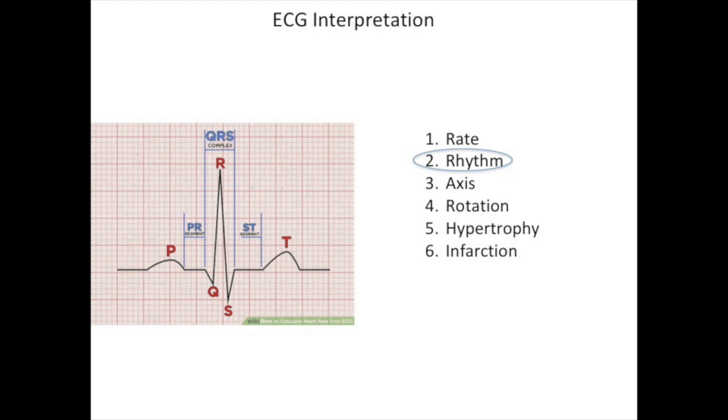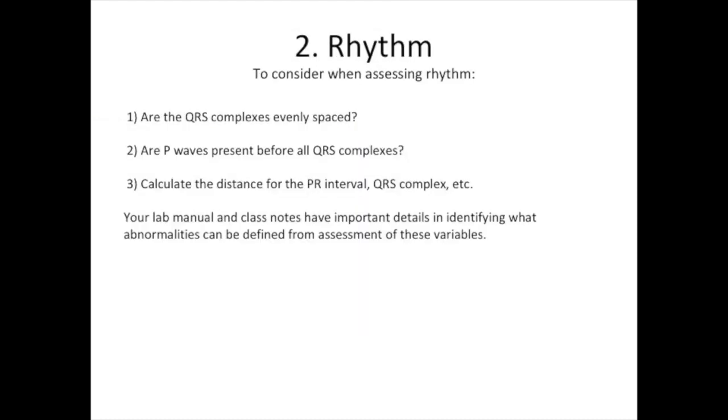Questions to ask when assessing rhythm are: 1, is the QRS complex evenly spaced? 2, are P waves present before all QRS complexes? And 3, calculate the distance for the PR intervals, QRS complex, and all the other intervals. And your lab manual and class notes have very important details in identifying what abnormalities can be defined from an assessment of these variables.